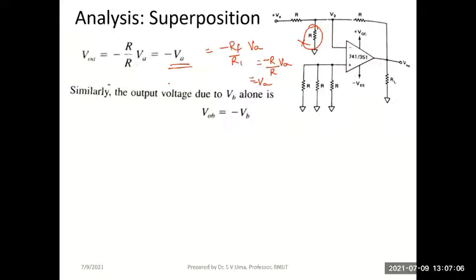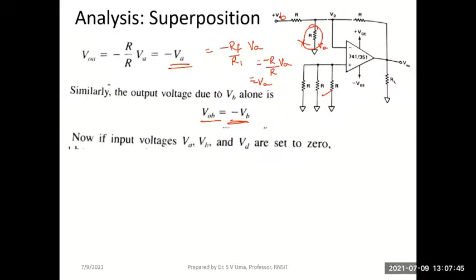Similarly, on the same lines, if VB is active, VA is grounded, and VC and VD are also grounded. So it will be the same circuit which we analyzed again. The output due to VB being active, VOB, will be minus R by R into VB, which is nothing but minus VB. Okay. So the inverting terminal inputs have been analyzed and we've seen what the outputs will be due to the inputs given at the inverting terminal.